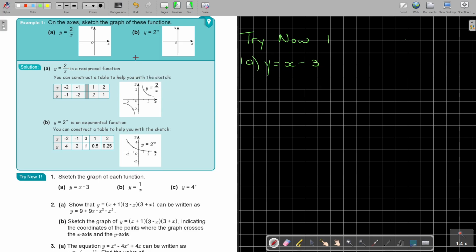Okay, so I'm just going to make quickly a table. This is my x and this is my y. What I always like to do is at least 3 points. So I can take -1, 0, and 1. If I substitute, if it's -1, minus 3, that will be -4. And if it's 0 minus 3, that will be -3. And if it's 1 minus 3, that will be -2.